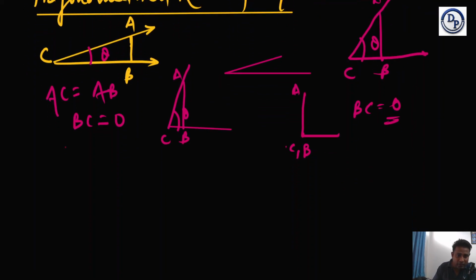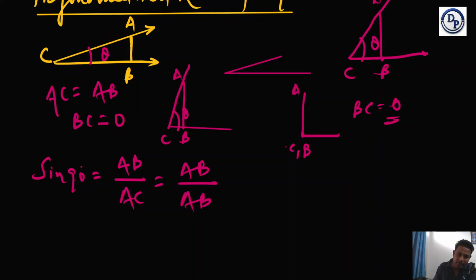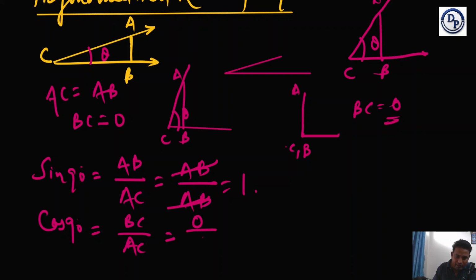Now, what about sine theta? That is sine 90. Sine 90 is P by H, that is AB by AC. And both are equal, you can say. So AC can be cancelled with AC. When you cancel it, we'll get 1. What about cos 90? It is B by H, that is BC by AC. And now I told you BC becomes 0 and AC remains AC, so 0 divided by something, we get 0.